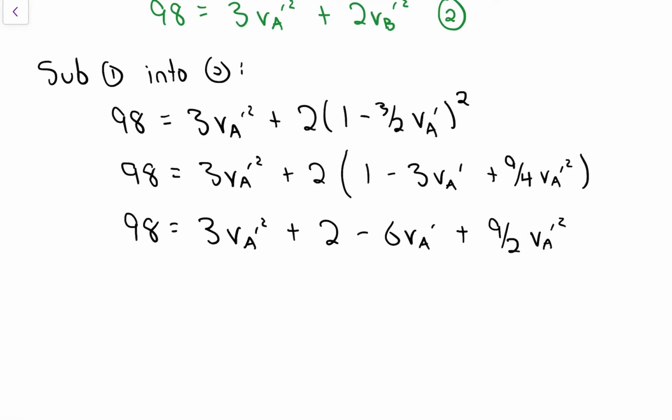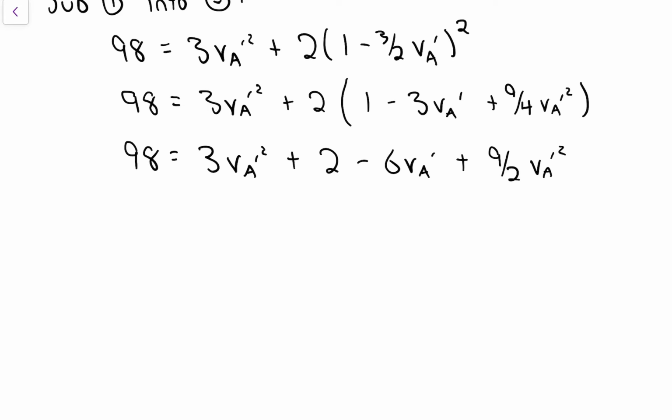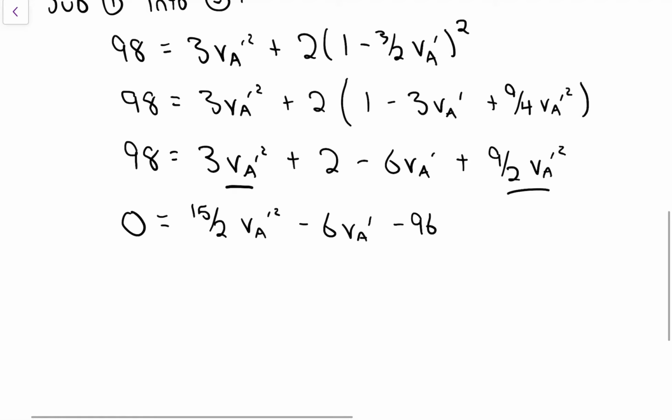Phew. Okay, now collecting like terms. I'm going to put it in what your math teacher would call standard form. I want a 0 on one side of the equal sign. I've got 3 VA prime squares here and 9 over 2 there. So a common denominator of 2. I got 6 over 2 plus 9 over 2, so we get 15 over 2 VA prime squared. There's only one group of VAs, that's the -6 VA prime. And then collecting like terms, I had a positive 2, but I'm flipping the 98 over, so I get -96.